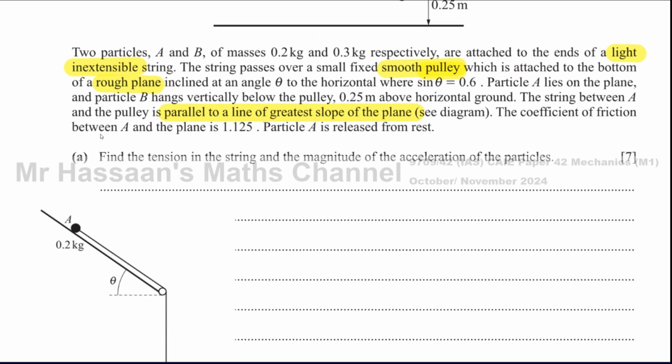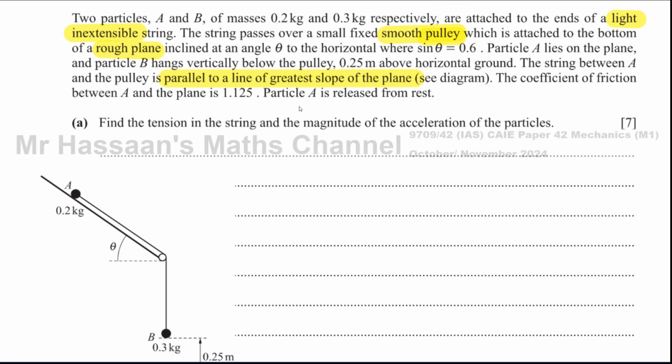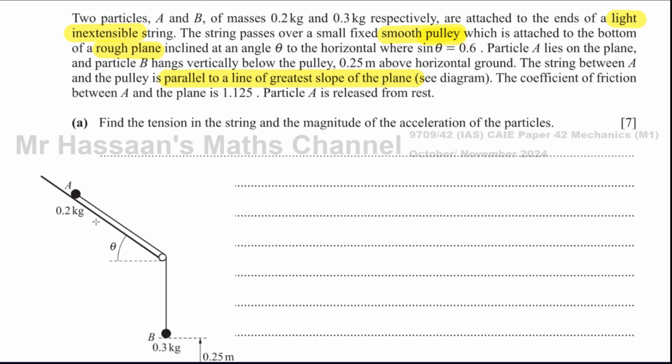So now I'm going to put all this information that we have in the diagram down here so that we don't have to keep scrolling up and down to see what we need. So let's put all the information that we have got here. They've told us about the masses. Therefore, you're going to have here the weight of particle A, which is going to be 0.2 times G.